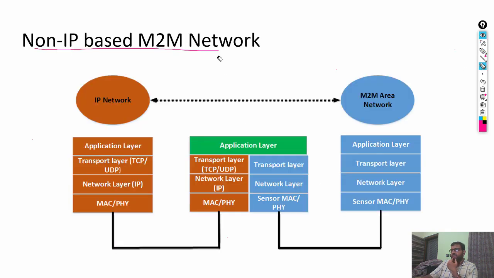So in this concern, I've already discussed low-end nodes. Low-end nodes are actually IP-less. So some of the M2M machines are IP based and some of the M2M machines are not IP based. So how is this going to happen? How is a machine without IP going to be connected with an IP based machine with the help of TCP/IP?